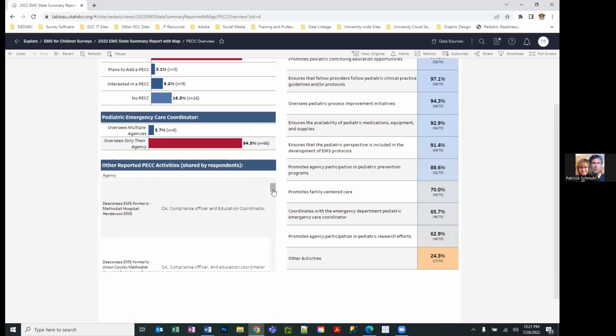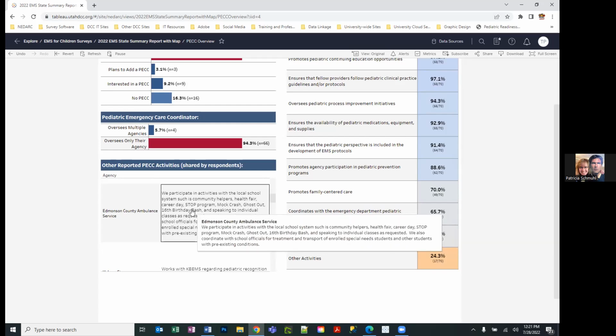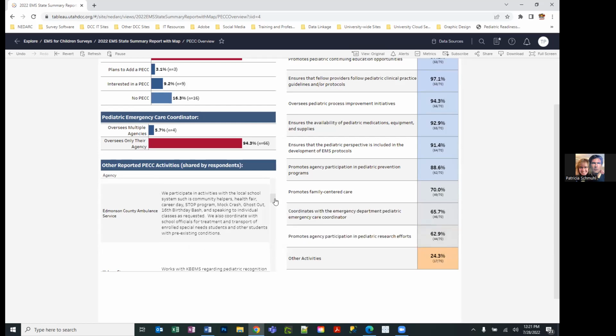So as you scroll down, you can get an idea of what they're doing. In this Edmonson County Ambulance, you can see they're working on the STOP program, the mock crash, the ghost out, the 16th birthday bash. They're working with classes at school. So you can thank these agencies for what they're doing. You can get an idea of agencies that you want to share information with. And when you roll over this, it will give you the same information. It's just in a rollover instead of the scroll.